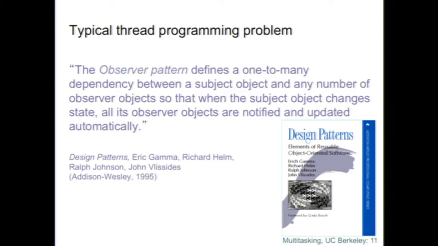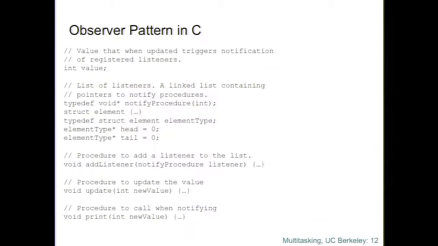So they defined the observer pattern, which is a one-to-many dependency between a subject object and any number of observer objects, so that when the subject object changes state, all of its observer objects are notified and updated automatically. Okay? So you could have an observer object in the cockpit that's observing the subject, which is the temperature of the engine. Okay. So let's write some multi-threaded software to do this.